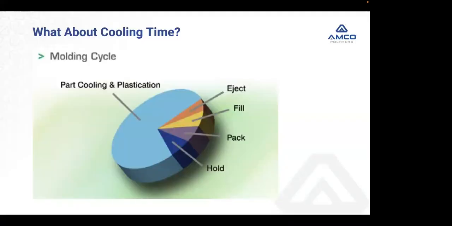So what about cooling time? Cooling time is part of your cycle time, and basically that's how you make money as a molder: you do not sell plastic parts, you sell machine time or conversion time. So the faster you can run your parts, the more money you can make.